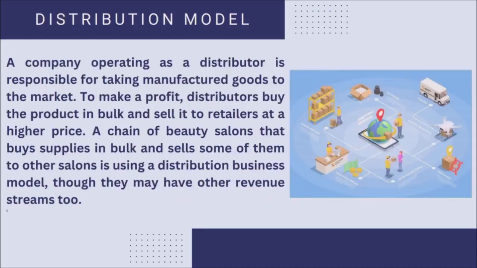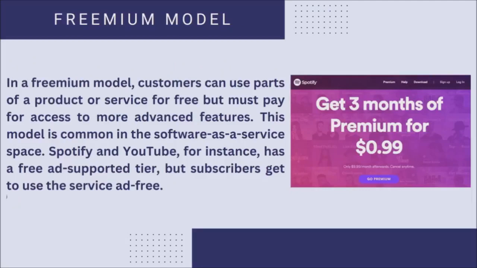Distribution model. A company operating as a distributor is responsible for taking manufactured goods to the market. To make a profit, distributors buy the product in bulk and sell it to retailers at a higher price. A chain of beauty salons that buys supplies in bulk and sells some of them to other salons is using a distribution business model, though they may have other revenue streams too.